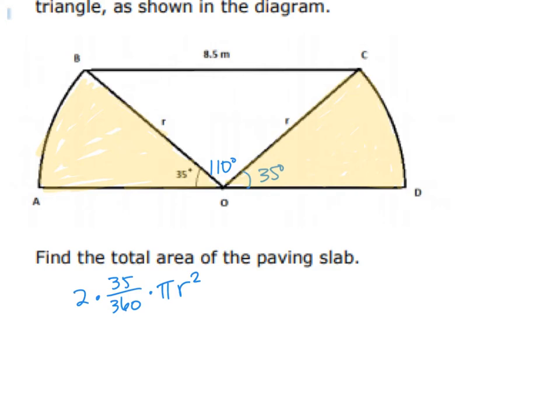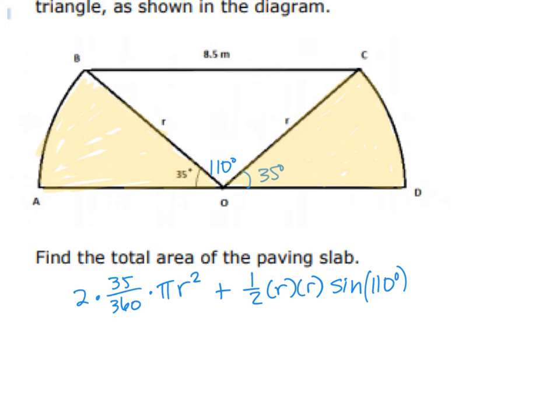So there's two of those yellow sectors, so that means I'm going to put 2 times that. So that's 2 times the sectors, plus the area of a triangle. To find that area of the triangle, I'm going to take 1/2 times r times r times the sine of that included angle, which is 110 degrees. Okay? All right, so it looks like we have a little bit of work to do because we need to figure out what r is.